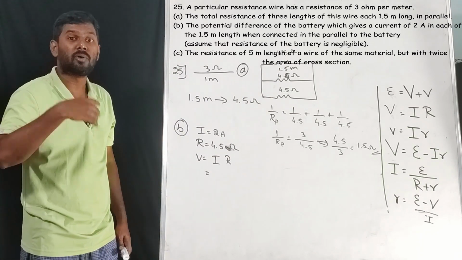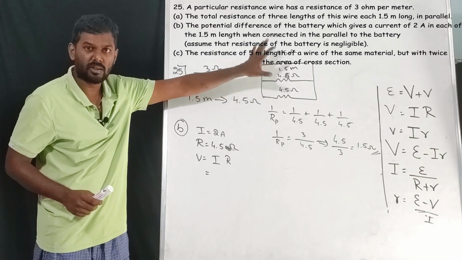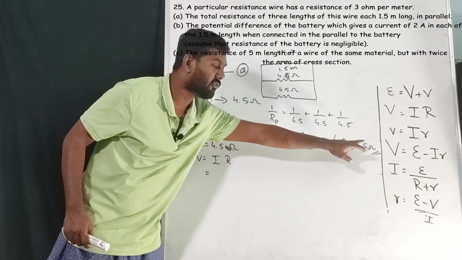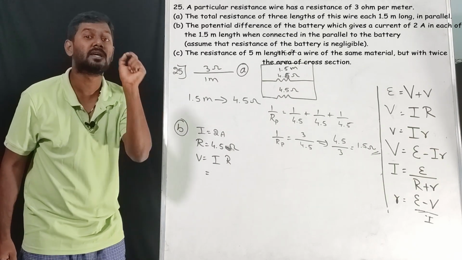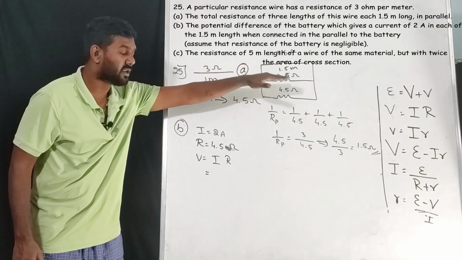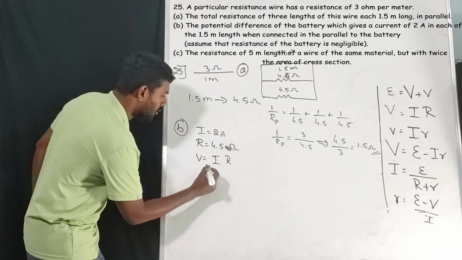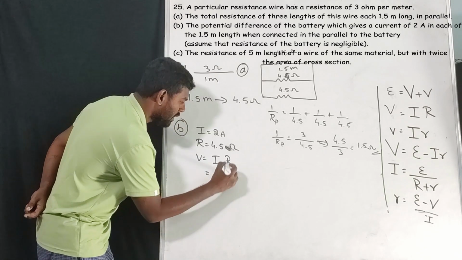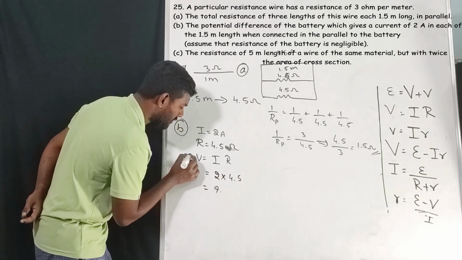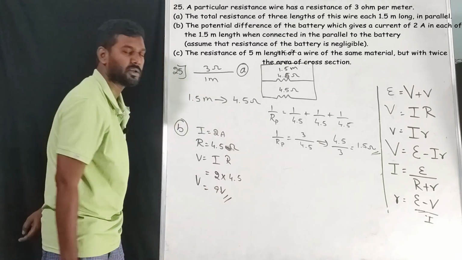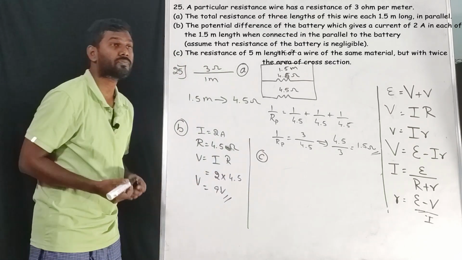If they are asking what is the potential difference or EMF in the circuit, then we have to solve this one, the equivalent circuit. But they are asking potential difference across each length. Each length means each resistor. So as the resistances are same, we will get the same value. What is the I value? That is 2. R value, that is 4.5. So the answer will be 9. What we are finding? Voltage. So the unit will also be volts. That's it. Now we'll go for the third sub question.